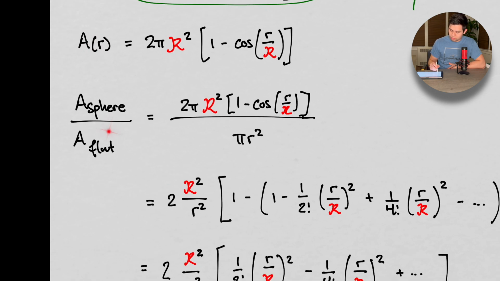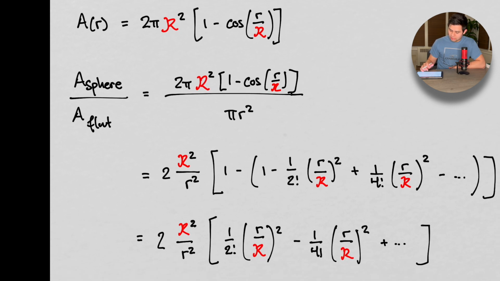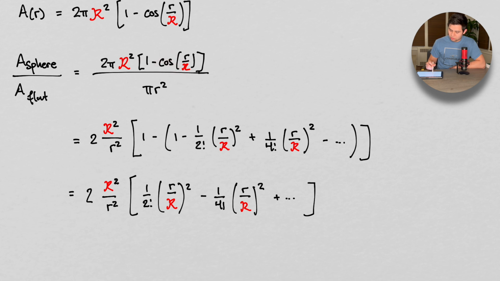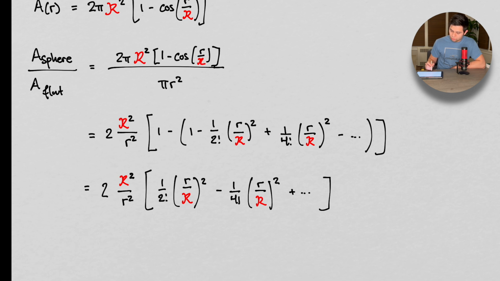What's the area on a flat circle? Well, the area on a flat circle is going to be this. And so what we get is this ratio right here. When we get the ratio, we can cancel the pi's. We get this as a constant, 2 over little r squared, and then 1 minus cosine. We can approximate cosine with the Taylor series, like this. And then when we do that, we get this formula right here.